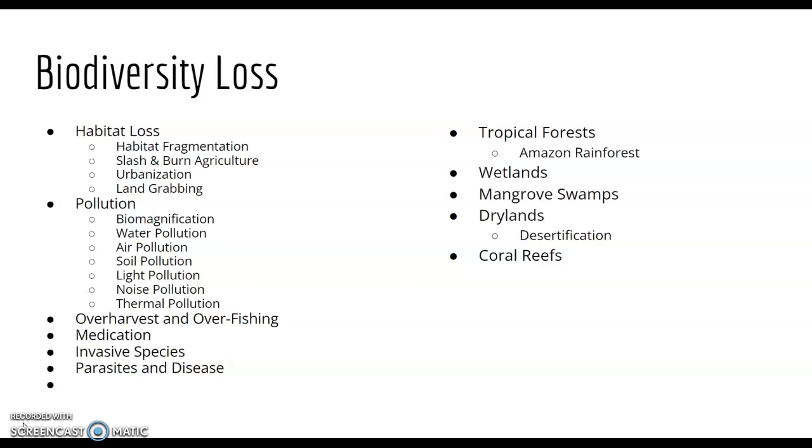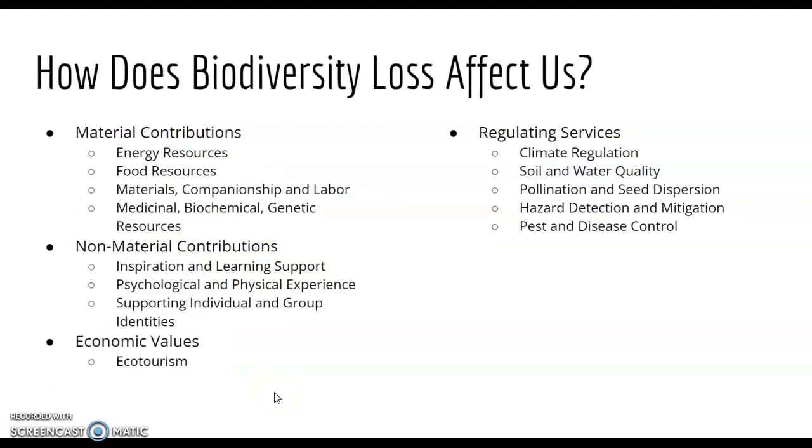Some areas that are really affected by biodiversity loss include tropical forests, particularly the Amazon. The Amazon is a great example. It is mostly suffering from habitat loss, and it's really important that we save our Amazon forest because it makes up more than 50% of all species and plants in the world, yet only takes up about 2% of the land. So it's super important to save that. Some other areas that are struggling with biodiversity loss include wetlands, mangrove swamps, drylands because of desertification, and the coral reefs. So how does biodiversity affect us?